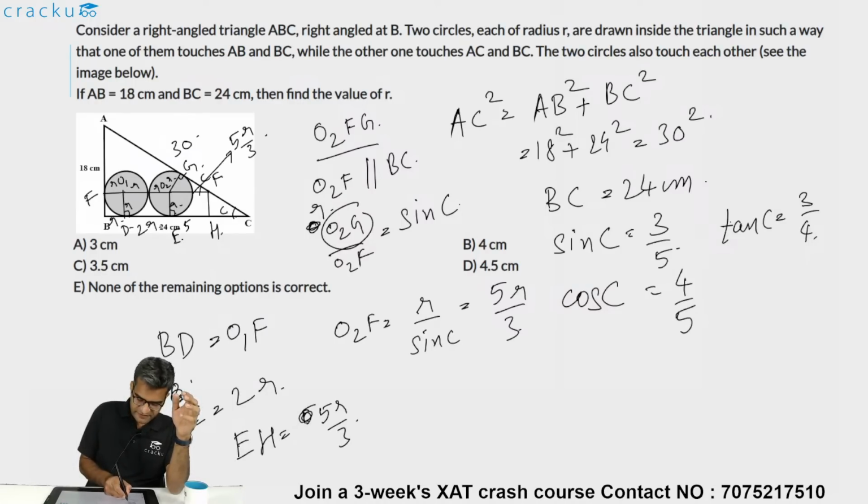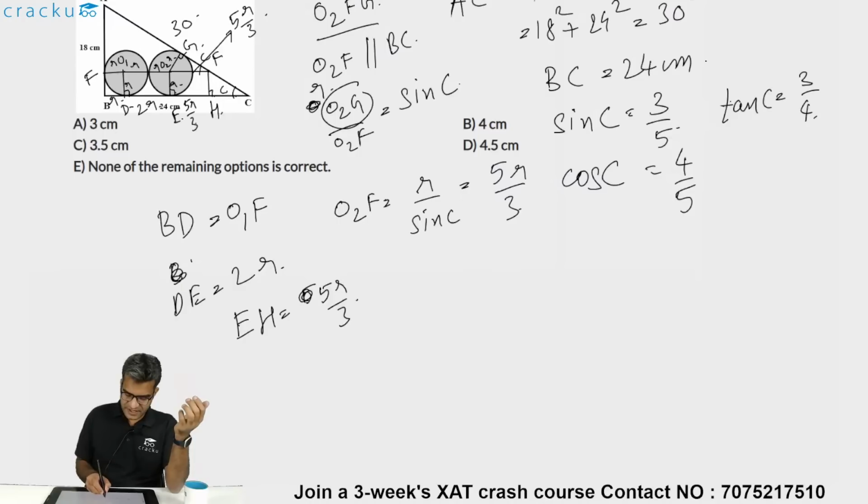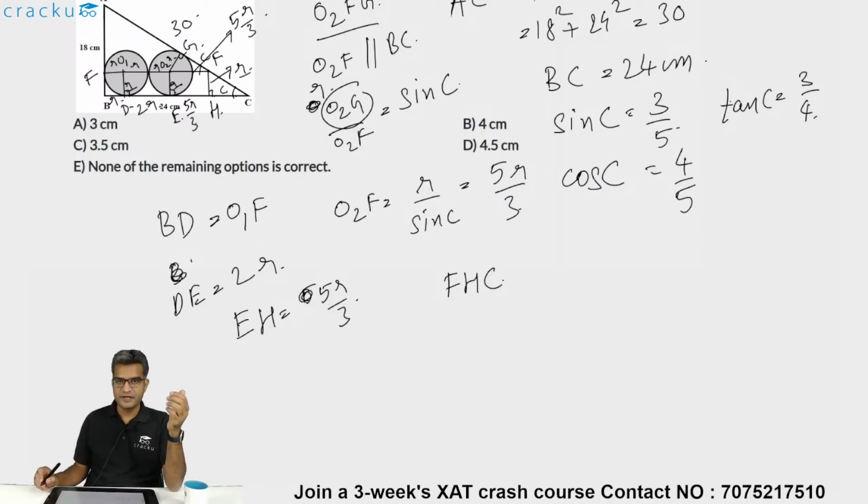This over here is 5R by 3. This is perpendicular. Now we need to calculate the value of HC. So for that, let us look at the triangle FHC. In that, the length of FH is again equal to R. This is R, this is R, so this also will be R.